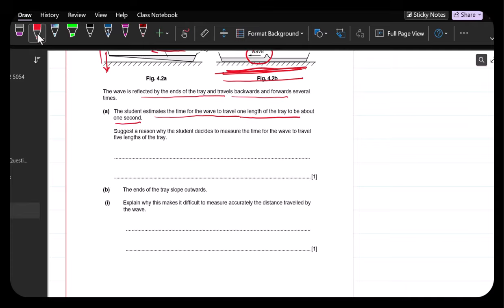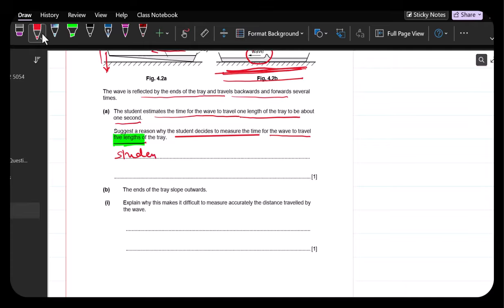Suggest a reason why the student decided to measure the time for the wave to travel 5 lengths of the tray. In this way, error can be reduced, or you can say average time can be calculated. So average time can be calculated, or you can say reaction time error can be reduced. So, suggest why the student decided to measure the time for the wave to travel 5 lengths.